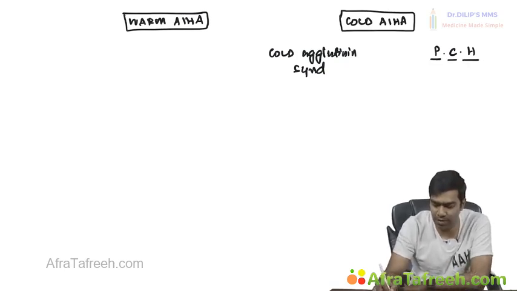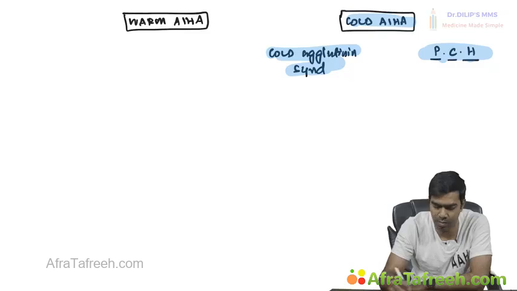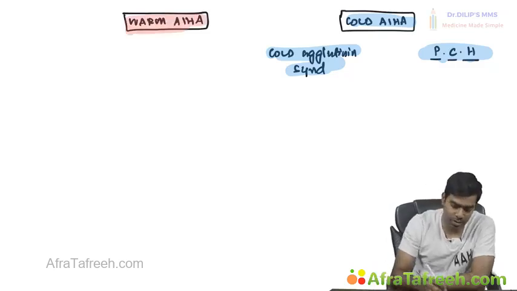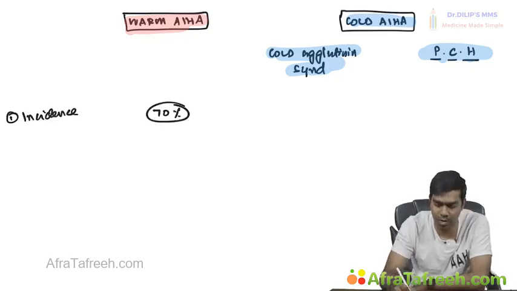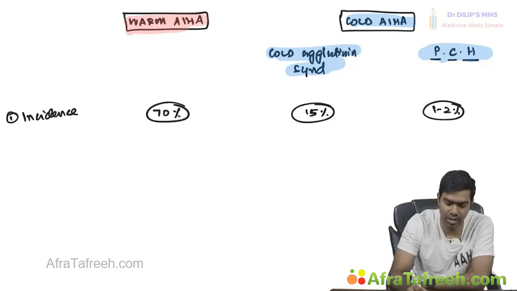So these are the major divisions, to be honest. Cold I can put in blue. And you have warm autoimmune hemolytic anemia as well. So what will be the features? Feature number one, incidence wise: almost 70% of autoimmune hemolytic anemias tend to be warm. Only 15% tend to be cold, and only 1 to 2% tend to be paroxysmal cold hemoglobinuria. Remember, there are certain mixed types also.